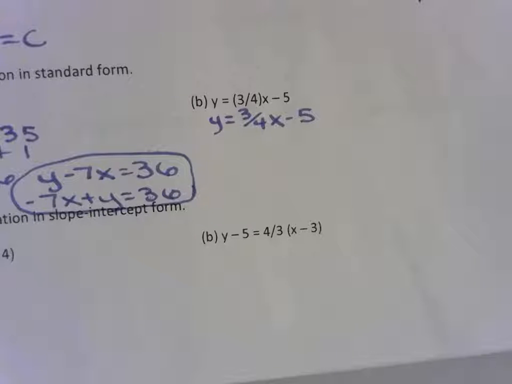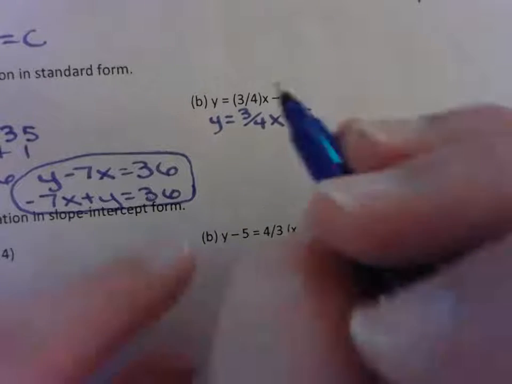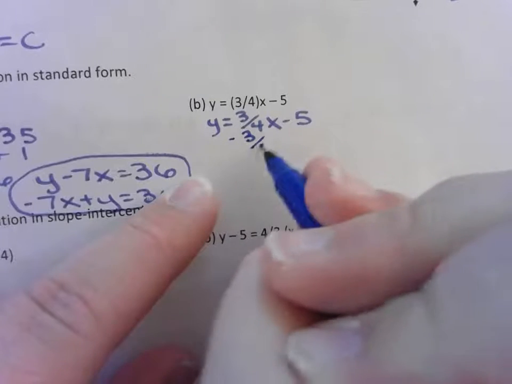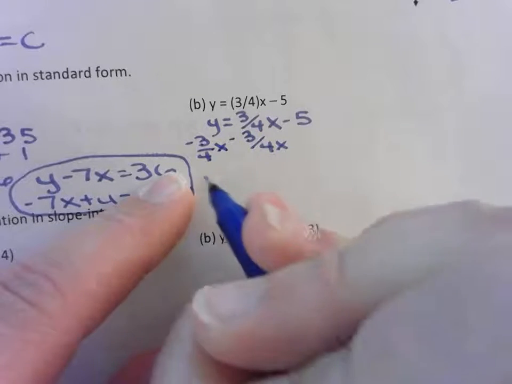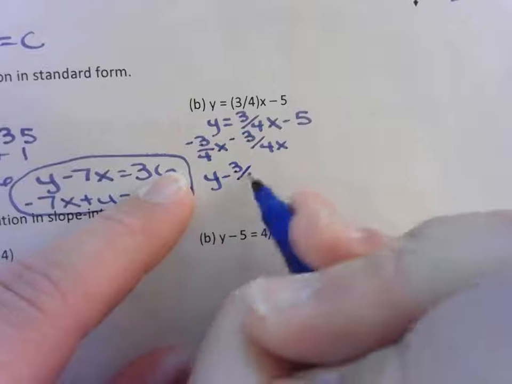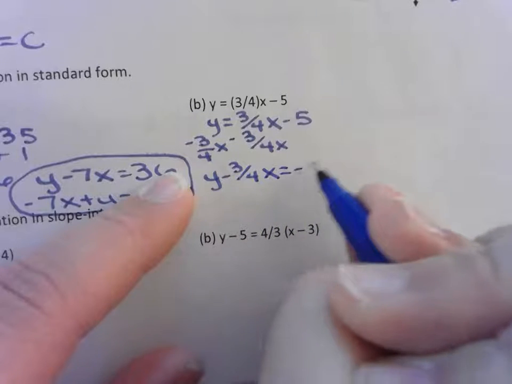Come on. So it's in slope-intercept form. I want it in standard form. So what do I need to do to get this in standard form? Subtract 3/4 x. So I'd have y minus 3/4 x equals negative 5.